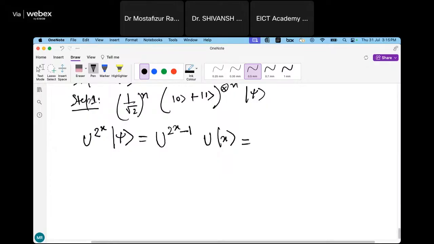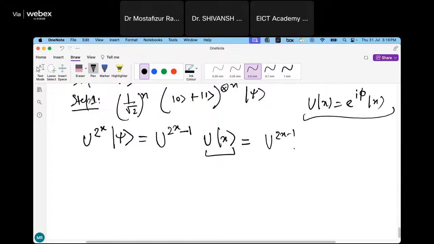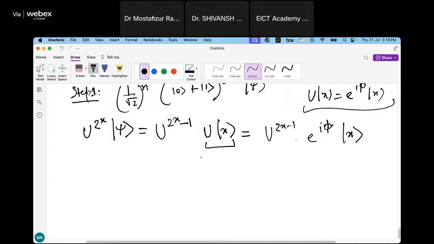And this is equivalent to what? U is what? We have learned that U|psi> equals e to the power i phi |psi>, the eigenvalue equation. So from the eigenvalue equation we can write U^(2x minus 1) times e to the power i phi |psi>. There is no issue, right? We can further break this equation into e to the power i phi times e to the power i phi, and U to the power 2x minus 2 on psi. Again, we can take another term from here and write it this way.